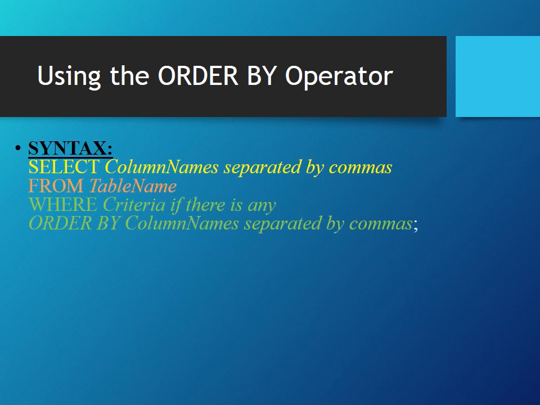So here's the syntax. Select column name separated by commas from table name where criteria, if there is any, ORDER BY, and then the column name separated by commas. Yes, that means that you can order by more than one column at a time.